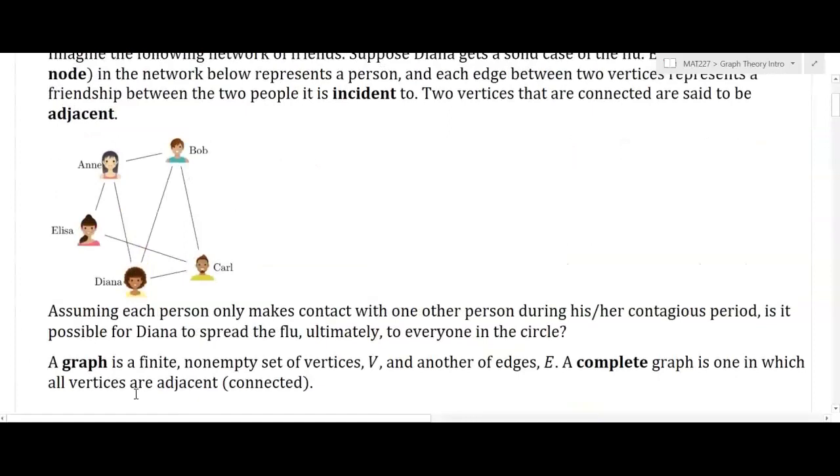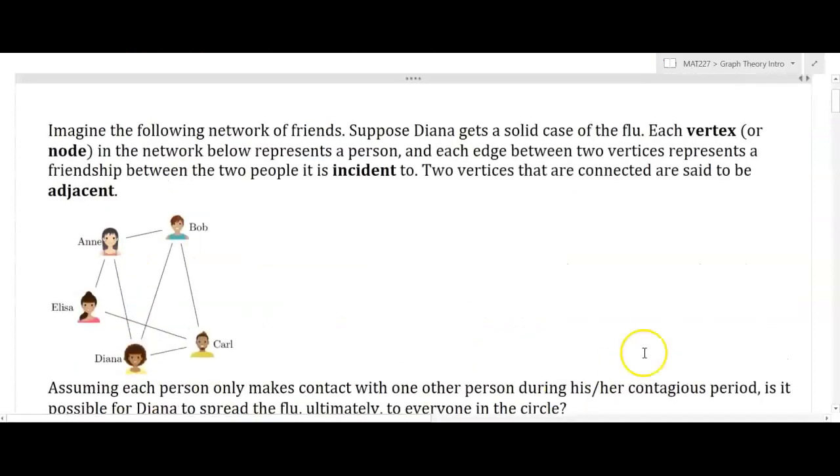So assuming each person only makes contact with one other person during his or her contagious period, is it possible for Diana to spread the flu, ultimately, to everyone in the circle? Well, that could be the case, because Diana could make contact with one of 3 people. If Diana makes contact with Anne, now Anne gets it, and suppose she contacts Elisa, who makes contact with Carl, who makes contact with Bob, and as a result, that sickness will spread to all of them.